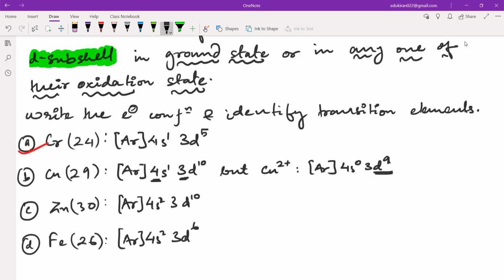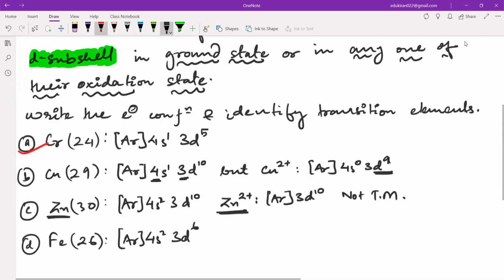But that is not true in zinc, because even if I take zinc 2+, then I will be having argon, and the 2 electrons from 4s will be leaving the atom of zinc, but this 3d10 will be intact. Now you can see that zinc in its ground state as well as excited state has the complete D subshell. That is why zinc is not a transition metal. Now iron, it is obviously a transition metal, you can see here 3d6 incomplete.